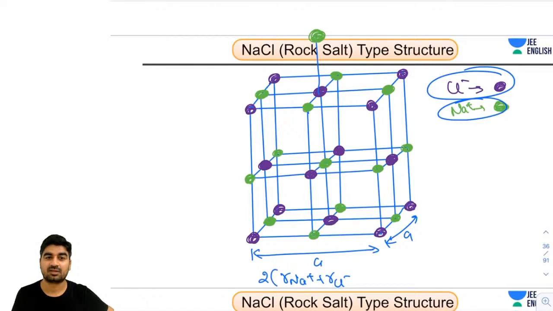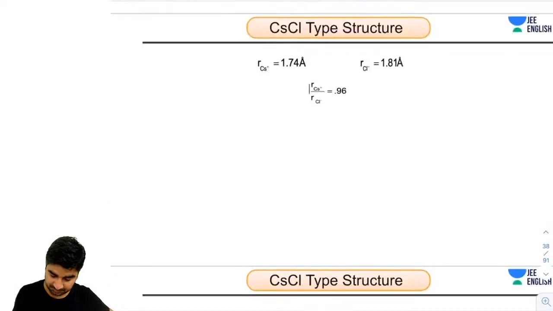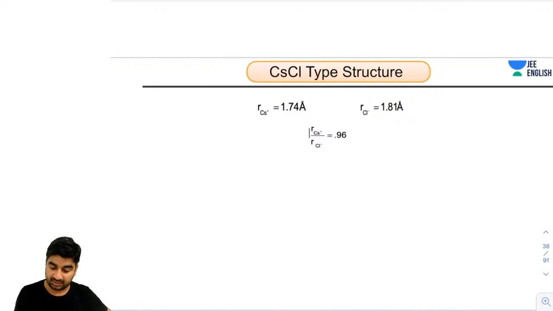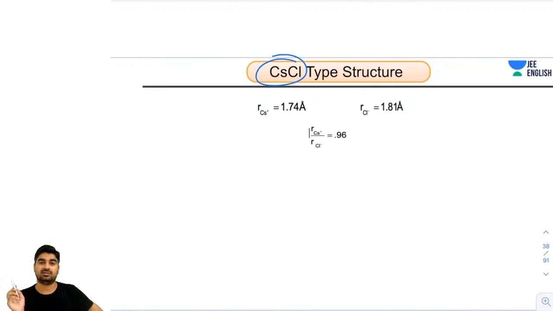Done? Please ask if you have any doubt. No doubt. Okay, so let's move now. And the next structure is cesium chloride. What is the cesium chloride type structure?